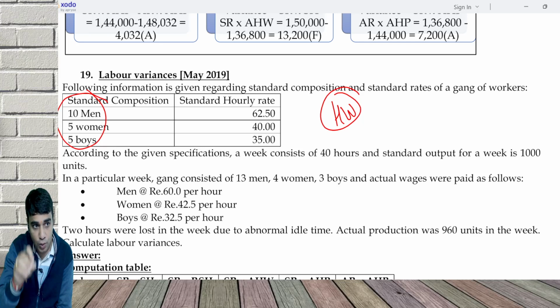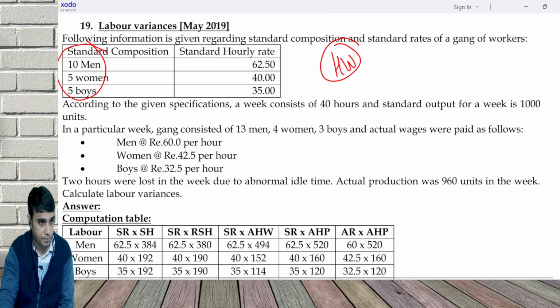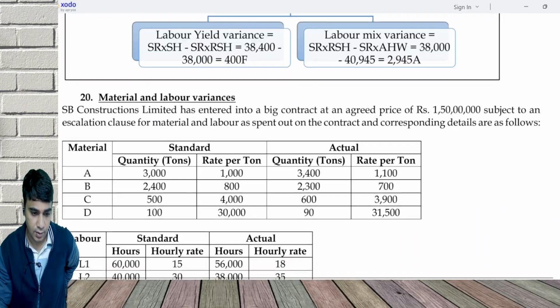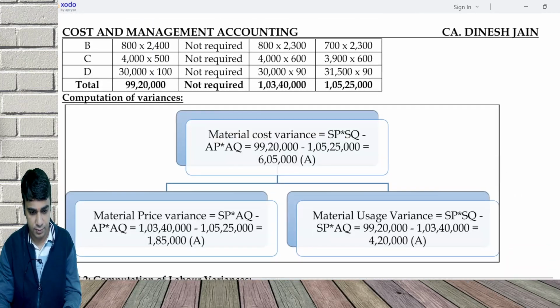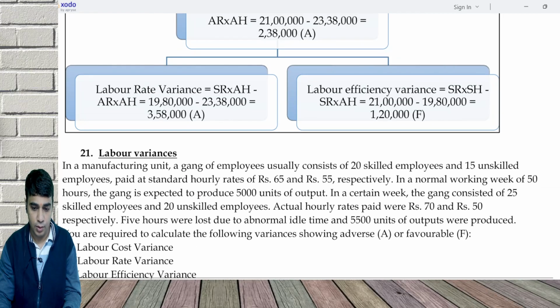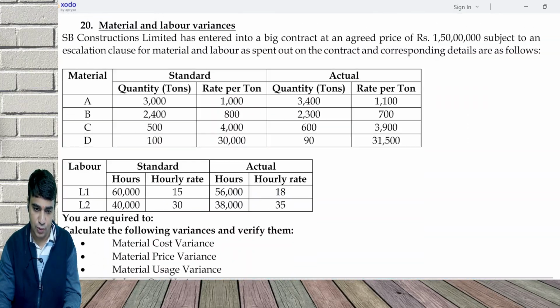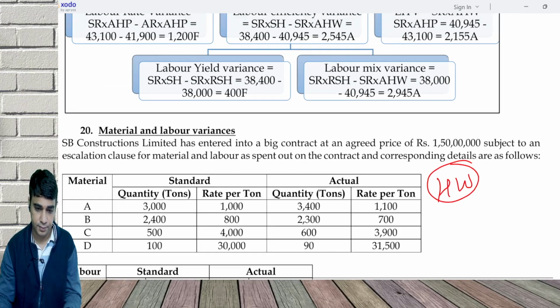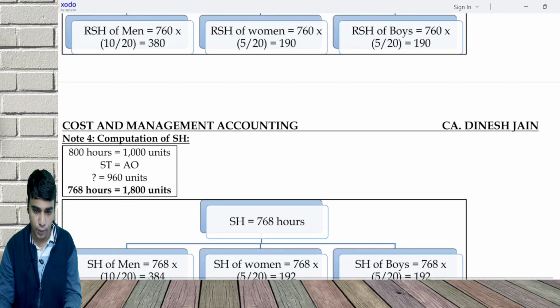If clarity is still missing on SQ, because the only place where students make mistakes is SH. If they don't write the SH correctly, the entire solution goes wrong. If there's still a doubt, let me know, I'll explain. Go through 21. 20 is also homework.